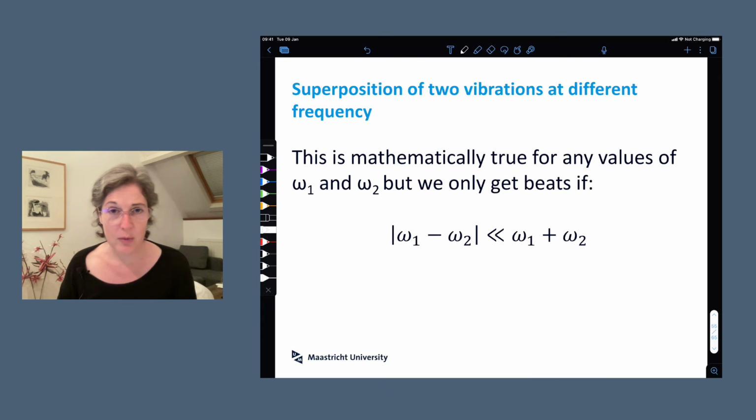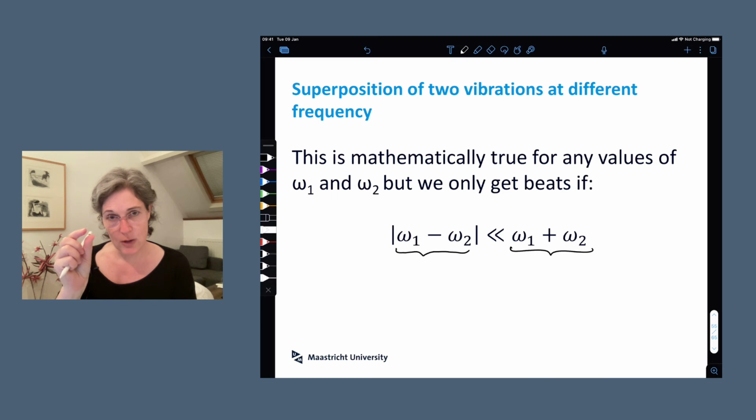Well, firstly, notice that we haven't said anything up until now about making omega 1 and omega 2 very close. So the previous slide holds for any values of omega 1 and omega 2. But we're only going to get beats if the distance between omega 1 and omega 2 is much less than the sum of the two. So we want a very small difference, so our two angular frequencies are very close together.